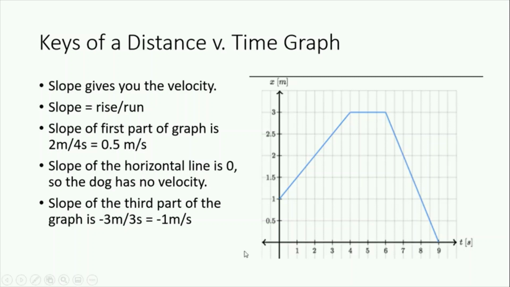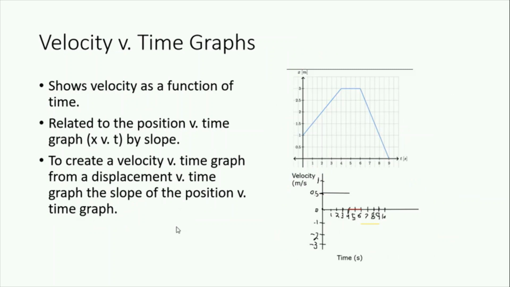Then if we look at this last part, one thing we can tell that's different from the first section is it has a negative slope because it's headed downwards. Then if we're looking at how far down does it go? Well, it goes 3 meters because it goes from 3 meters down to 0. And then how much time goes by? It goes from 6 seconds to 9 seconds. So that's a total of 3 seconds. Negative 3 meters divided by 3 seconds gives us a negative 1 meter per second. So that's how to look through a distance versus time graph.